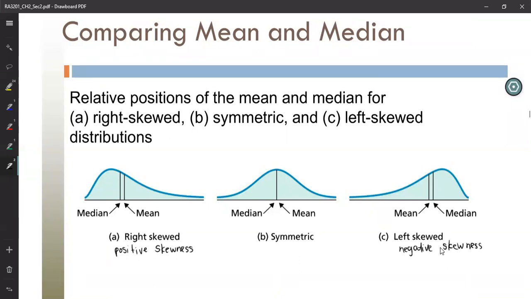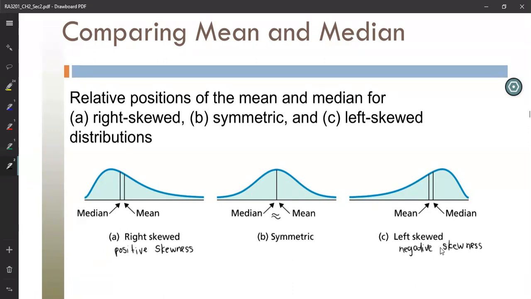Let's start with the symmetric. If your data set is symmetric, your mean and the median will be very, very close to each other. Maybe not exactly the same, but very close. But if your data set is right skewed, you'll see that the mean is larger than the median. And if your data set is left skewed, the mean will be less than the median.